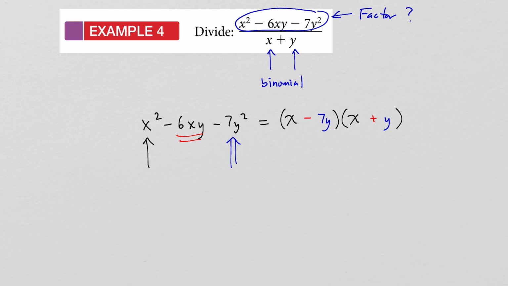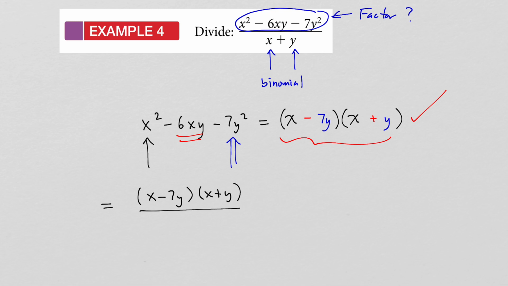a positive there. And if you want, go ahead and pause the video and multiply this out and verify that this does indeed give you what you started with. So that means that the original problem can now be rewritten as x minus 7y times x plus y, that's the numerator, and then divided by x plus y in the denominator. And of course, the thing to notice here is that you have a common factor which can be canceled out.